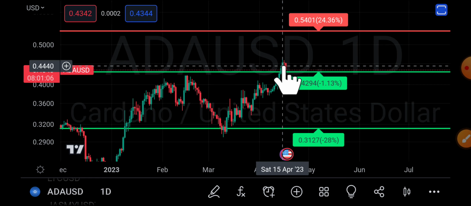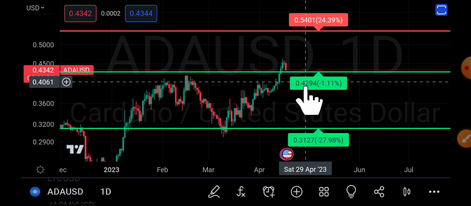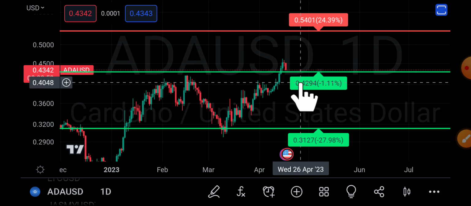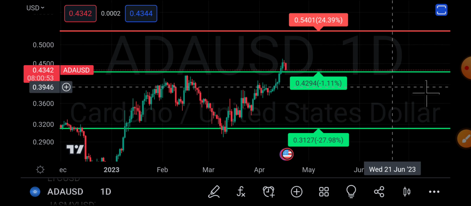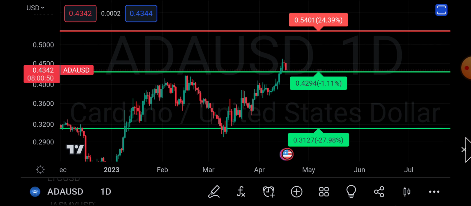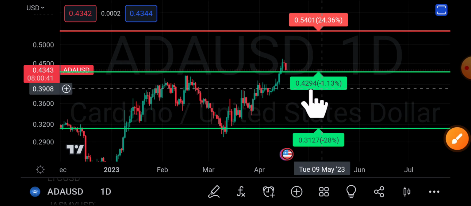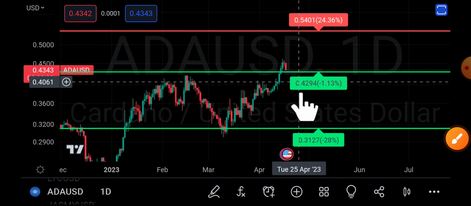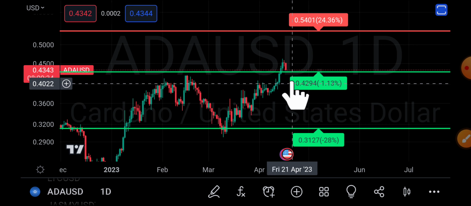As we can see, price pushed up. We're coming back to hit the resistance at the 0.4294 dollars. We should expect to hold this resistance, so that we could see a huge push to the upside in the medium to long term. So what we are trying to say is that the 0.4294 level should be held and must not be broken.